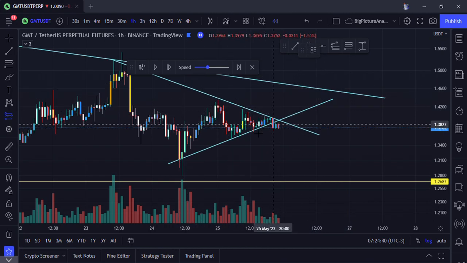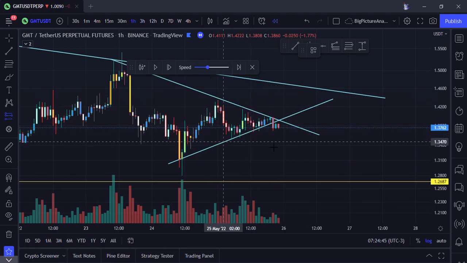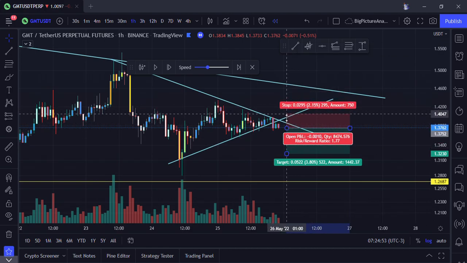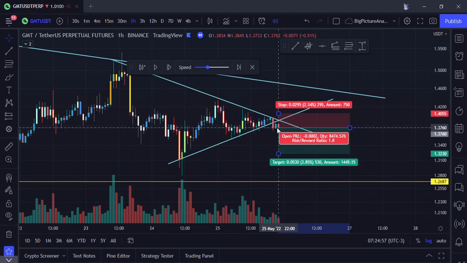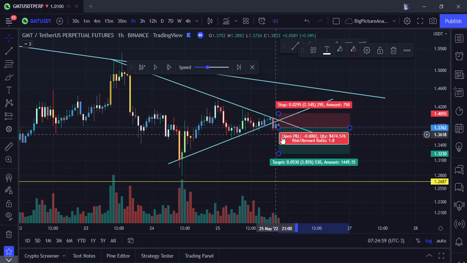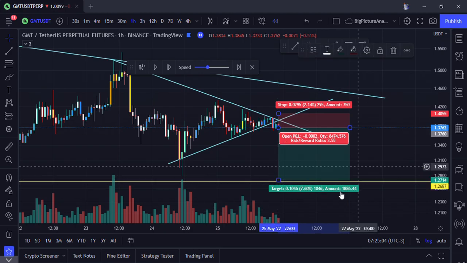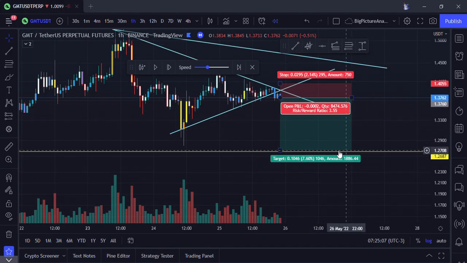When you have this kind of break, this is a triangle, a magical triangle, and I'm going to enter here, and the book says that the stop might be over this line. So if the price comes here in this area, I have to stop this trade because it was a false break or something like that. And of course, my target is going to be around the support area. I like to play safe.